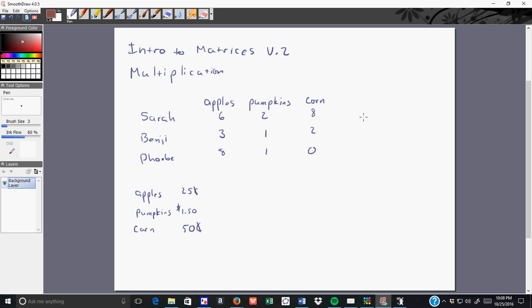And then we can also say that apples cost 25 cents each, pumpkins were $1.50, and the corn was 50 cents. Must have been quite expensive.